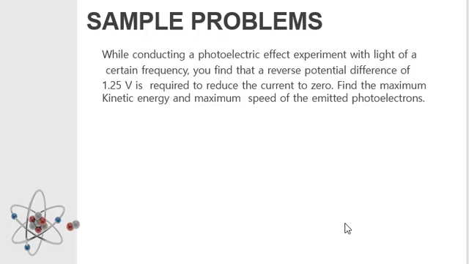Okay, next item. While conducting a photoelectric effect experiment with light of a certain frequency, you find that a reverse potential difference of 1.25 volts is required to reduce the current to zero. Find the maximum kinetic energy and the maximum speed of the emitted photoelectrons. So take note that you have here the potential is 1.25 volts.